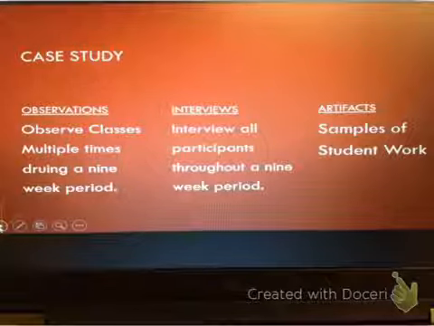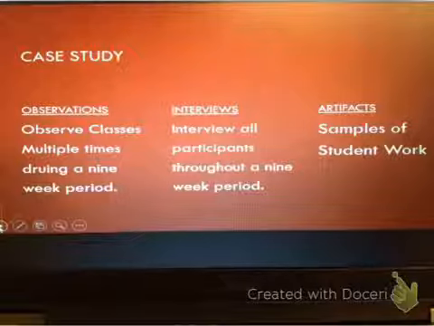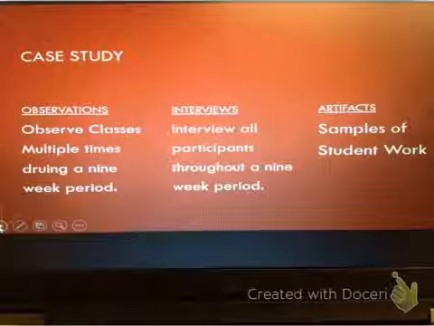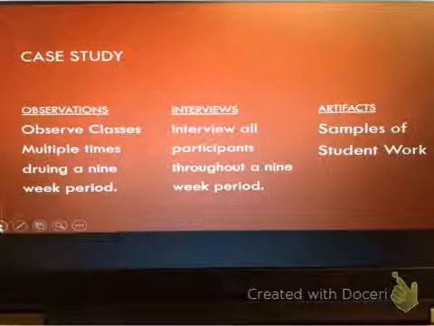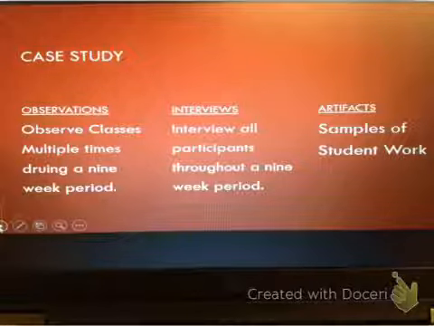And then specifically, math and the sciences have not been extensively studied on how to integrate technology specifically in those areas. So, do you have any questions?